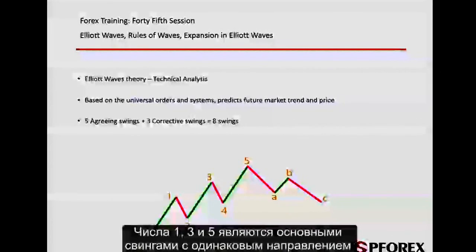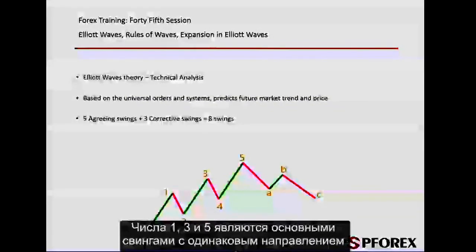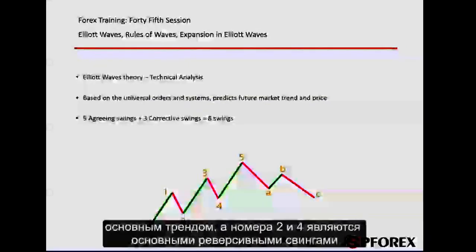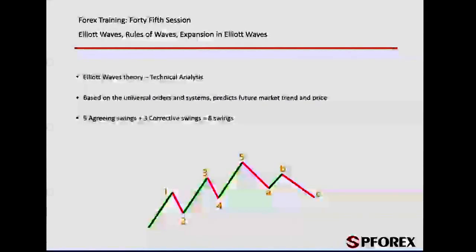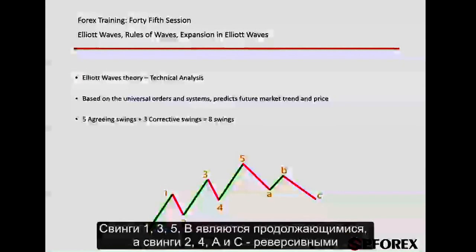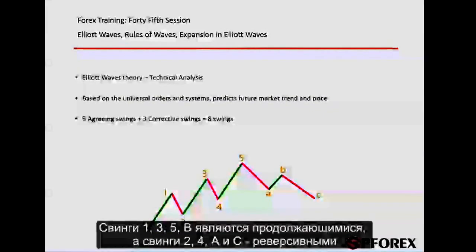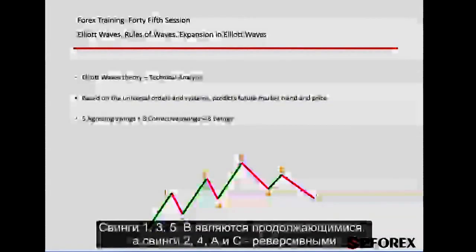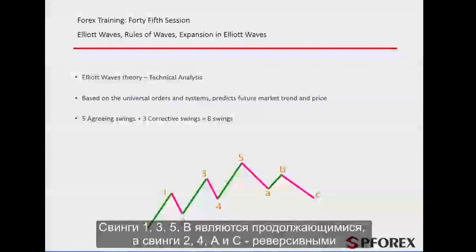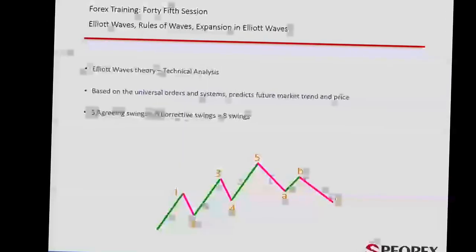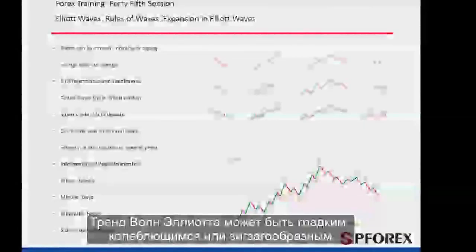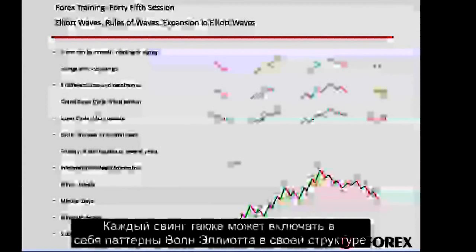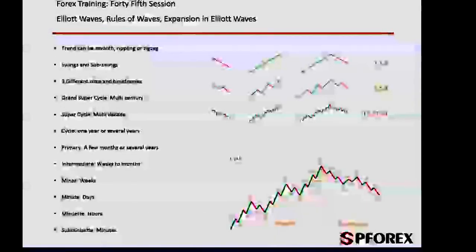Numbers 1, 3 and 5 are the major swings with agreeing direction to the major trend, while numbers 2 and 4 are reversal major swings. Swings 1, 3, 5 and B are agreeing, and swings 2, 4, A and C are reversal. Elliott wave's trend can be smooth, rippling or a zigzag. Each swing can include an Elliott waves pattern in its structure.